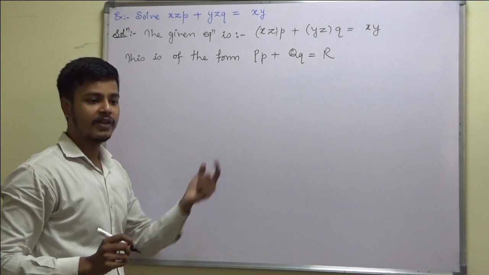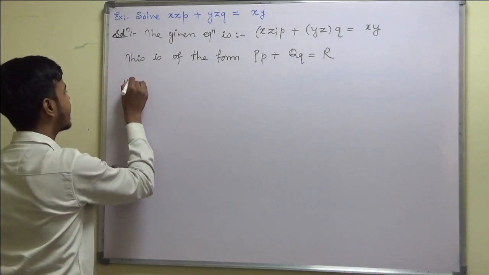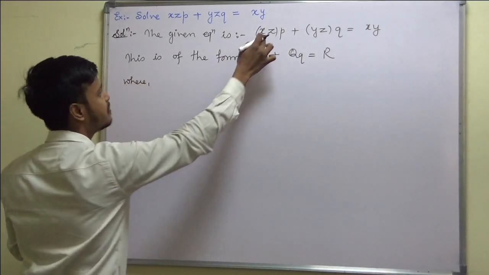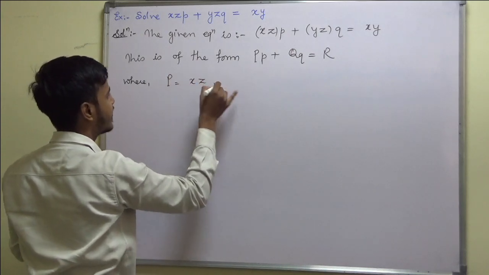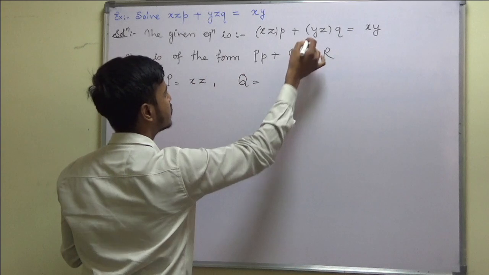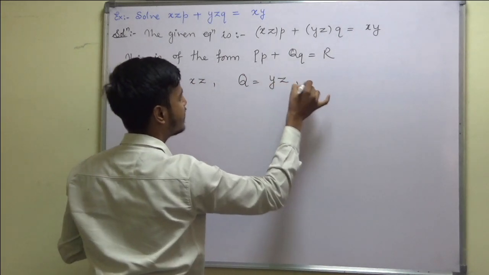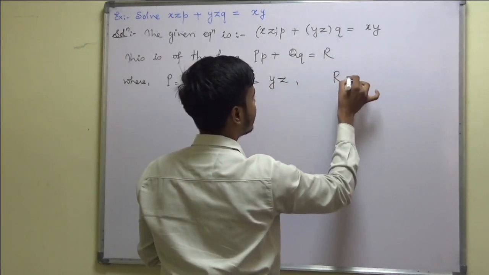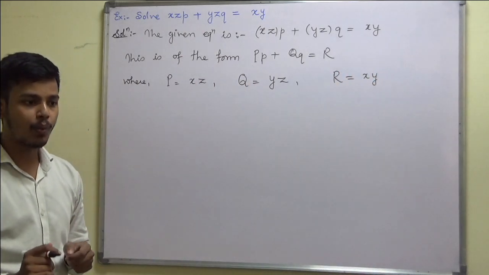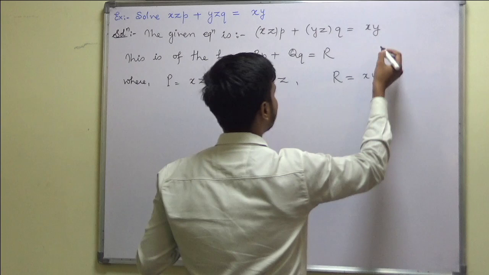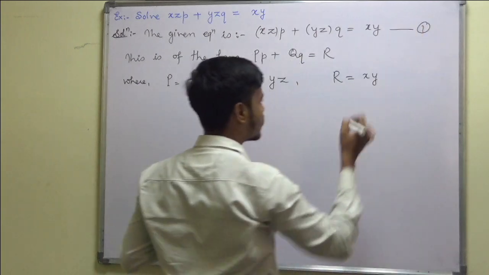Okay, so what is P? Can you tell me what is P? P is xz. What is capital Q? yz. And what is R? xy. Okay, this completes my step number 1. If you want you can give this the equation number 1.